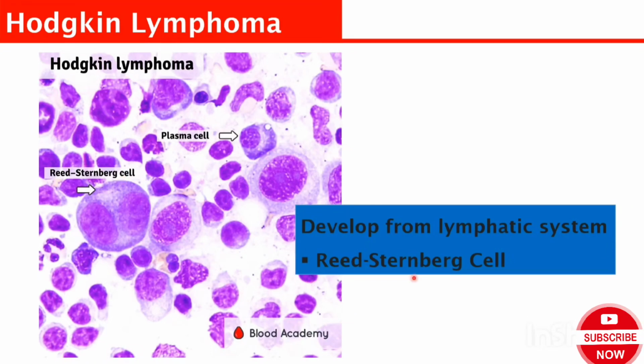So I just decided to put it here again. It can develop from the lymphatic system. But once you see Sternberg cells like this, which have two nuclei, by the way, so you see there's one nucleus, there's another nucleus, once you see that, it's called a Sternberg cell, just know that you are referring to Hodgkin lymphoma. Again, this is another type of lymphoid leukemia.